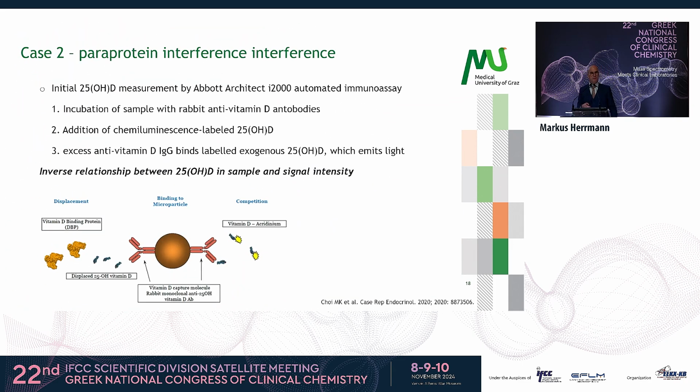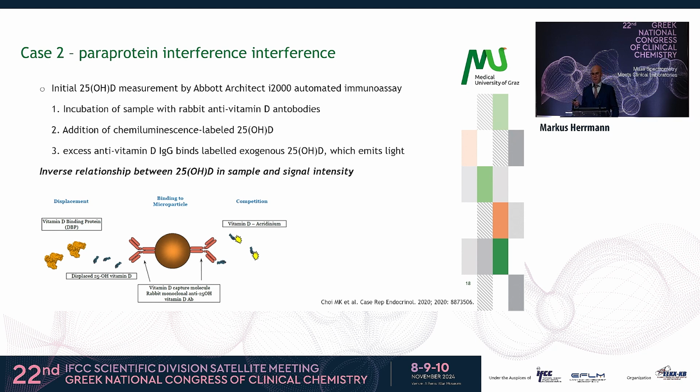Now, in our patient, there was a very high paraprotein that probably cross-reacted with the anti-25-hydroxyvitamin D antibody of the immunoassay, resulting in a low amount of chemiluminescence. When you use a competitive immunoassay such as this one, then this translates into a falsely high analyte concentration. And I want you to remember that paraprotein can disturb many assays that we use in the medical laboratory by various mechanisms. So the mechanism of interference is not always the same.